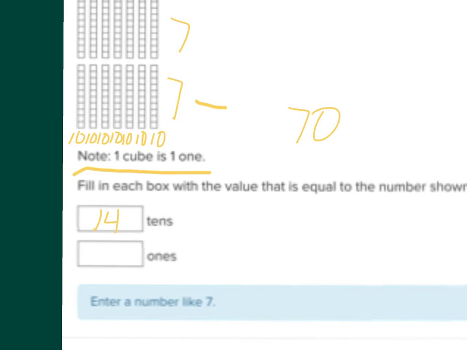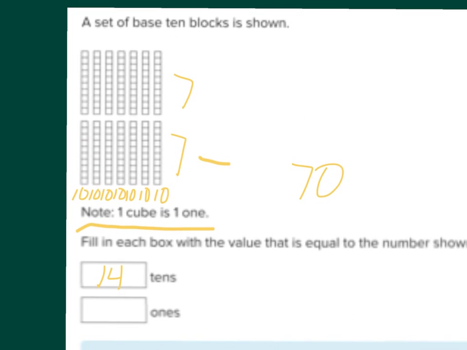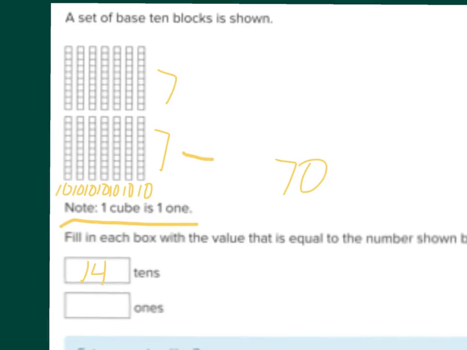Now how many ones? Well, there's 10 in the first strip, 10 in the next one, and so on. That's 10, 20, 30, 40, 50, 60, 70. And in the top set, there are 70 more. So 70 plus 70 is 140. So the point of this is 14 tens is the same as 140 ones.